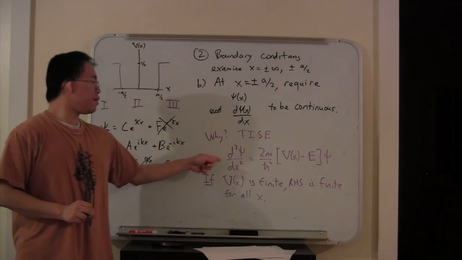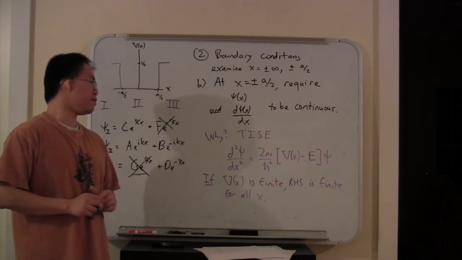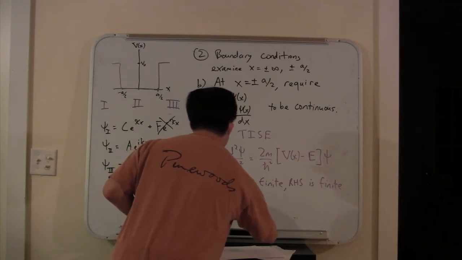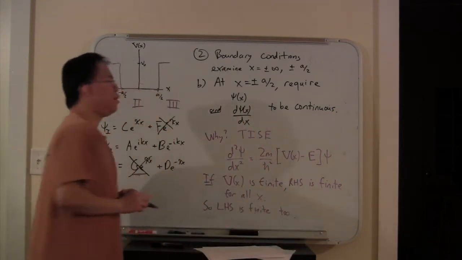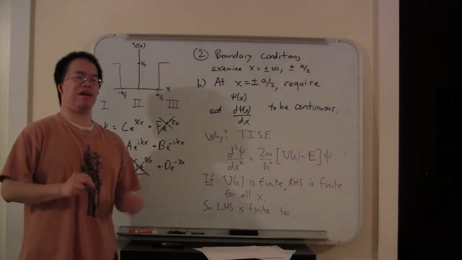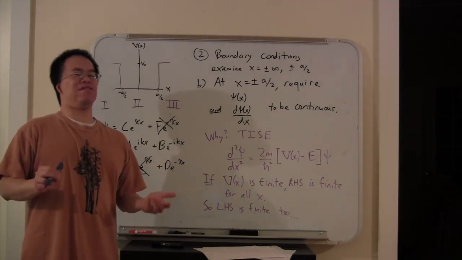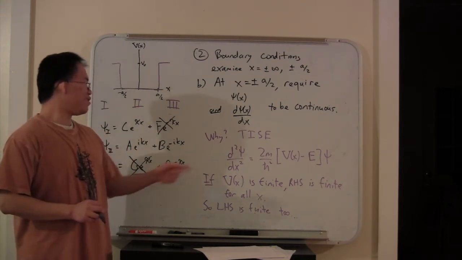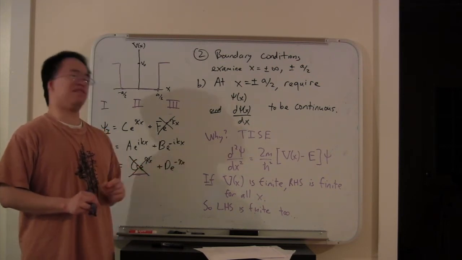So what that means is that the left-hand side, because this is an equality, must also be finite. Right? So now think about what happens if I have a function that's discontinuous. If I have a discontinuous function, then its first derivative is not well defined at that point, as you learned in Calc 1. So that's immediately a problem for needing to have a finite second derivative.